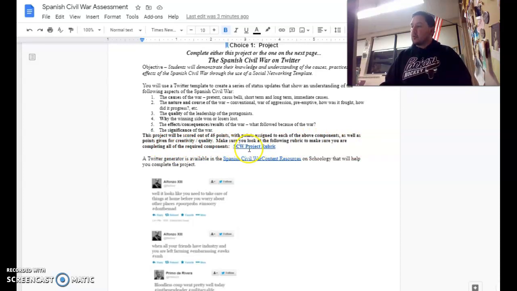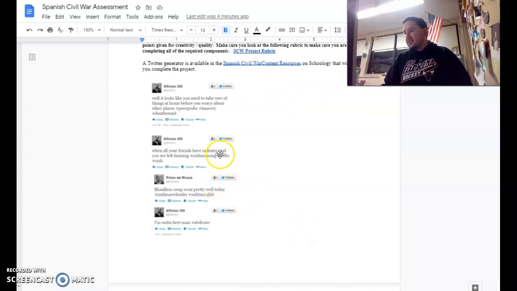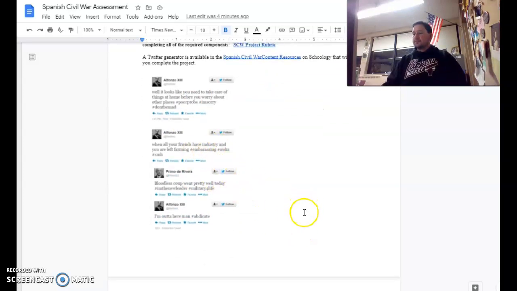This is a link to the rubric. Look at it and pay particular attention to what it takes to score in the exemplary category. You'll see some specifics. I'm not going to tell you how many tweets to make. The hints or the pathway to that knowledge is through this rubric. So look at the rubric. Ask questions if you're not sure. But that's one option, to complete a Twitter project. Here's what it would look like. Something like this is just a sampling of what it would look like.